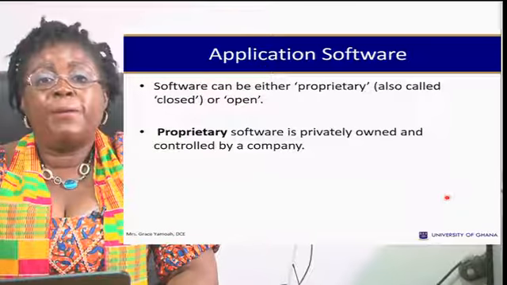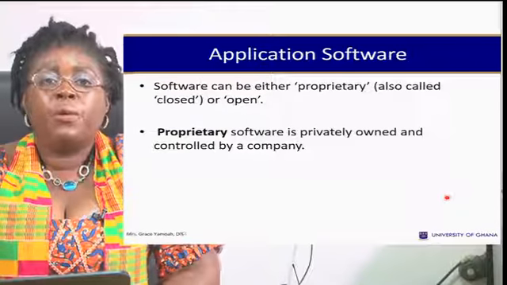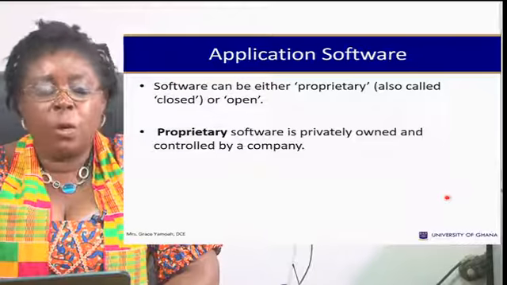Software can be either proprietary, also called closed, or open. Proprietary software is privately owned and controlled by a company or individual.